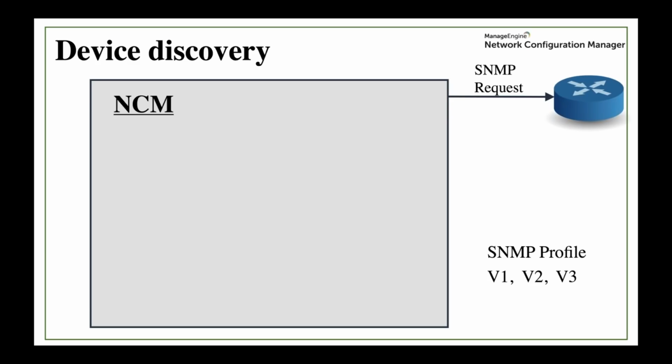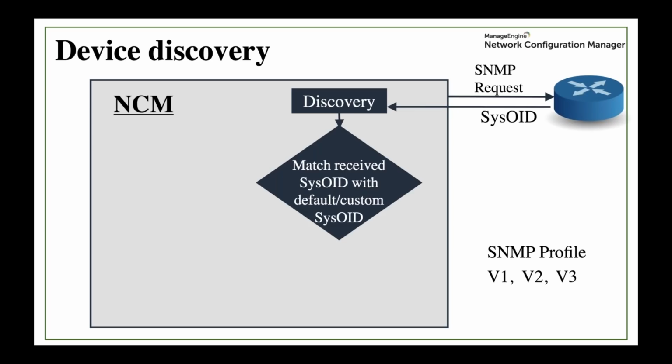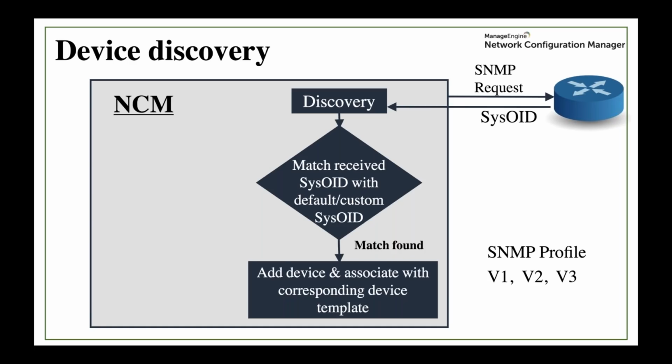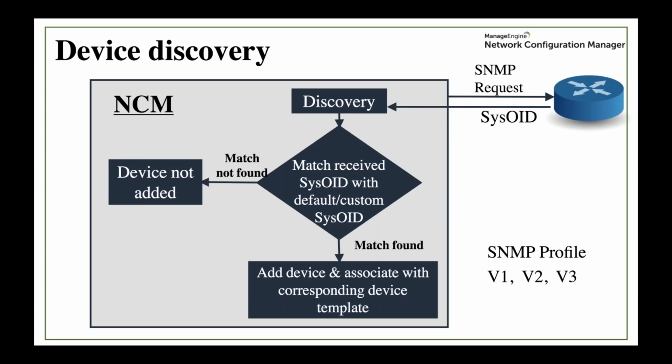So an SNMP request is being sent from NCM to the device, and in response to the SNMP request, the device sends the sysobject ID to NCM. The discovery engine of NCM then matches the received sysobject ID with the default or custom sysobject IDs already present in NCM. During this matching process, if a match is found, the device is then added and associated to the corresponding device template. Now, if a match is not found, then the device will not be added. Now, this is the process in which NCM does SNMP based discovery of the devices.